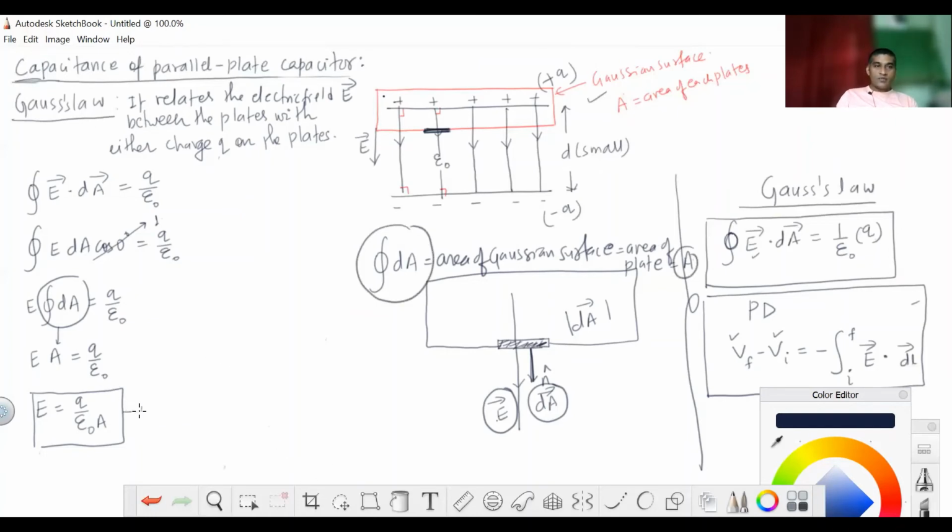And this expression can be derived in this way. We know electric field equals surface charge density by epsilon 0. This is the surface charge density and its value is Q by A. So we can write E equals Q by epsilon 0 A. So we can find the electric field in this way.